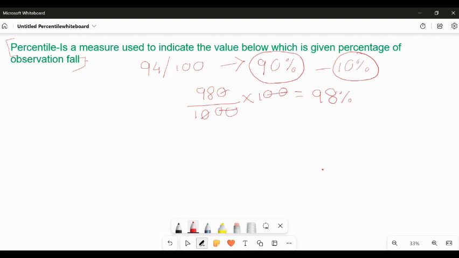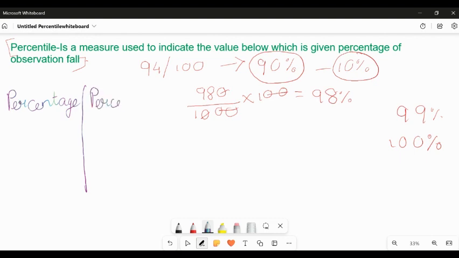Whenever we write the CBSE exams or the GATE exams, especially the competitive exams, we used to hear that they have received around 99 percentile, or they have received 100 percentile. We used to say that, but percentile is different. Percentage is different. Here is the difference between the percentage and percentile.